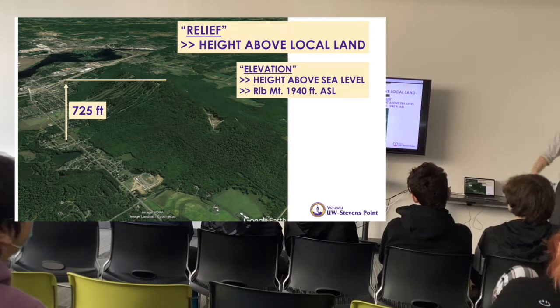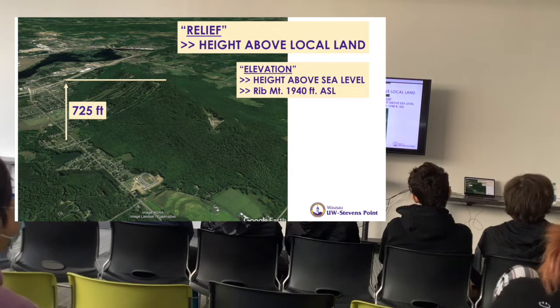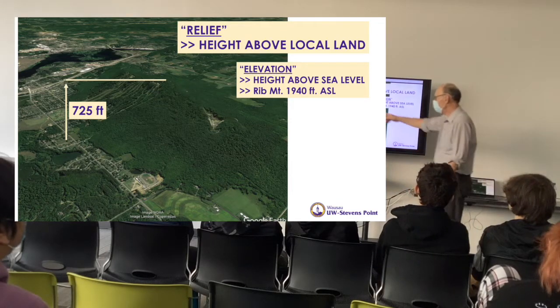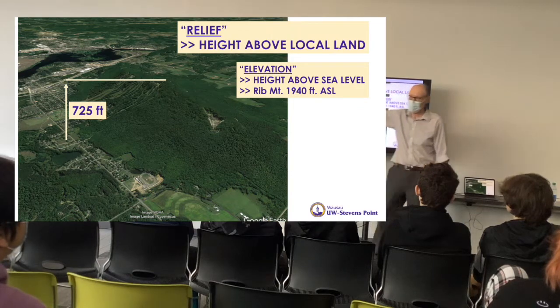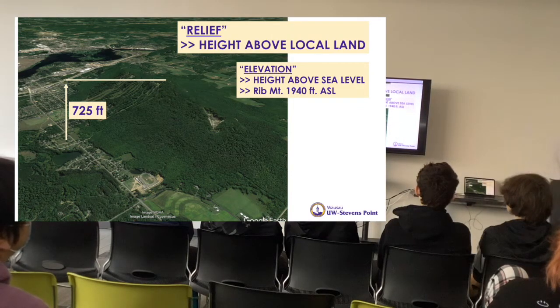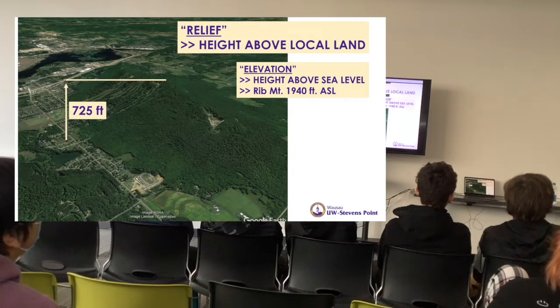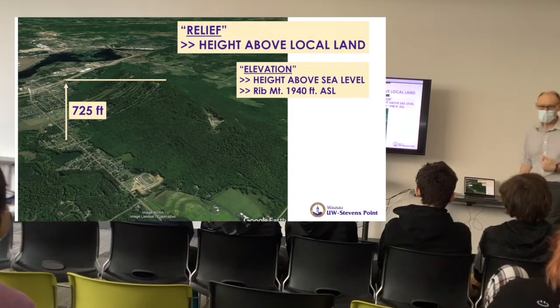Where's sea level? Can I get to sea level from Rib Mountain? Well, I'll tell you what. Let's go down from Rib Mountain here, 1940. Let's go down to the Wisconsin River here, right? And let's canoe down the Wisconsin River. What river would I get to? Mississippi, yeah. We're in the Mississippi River Basin.